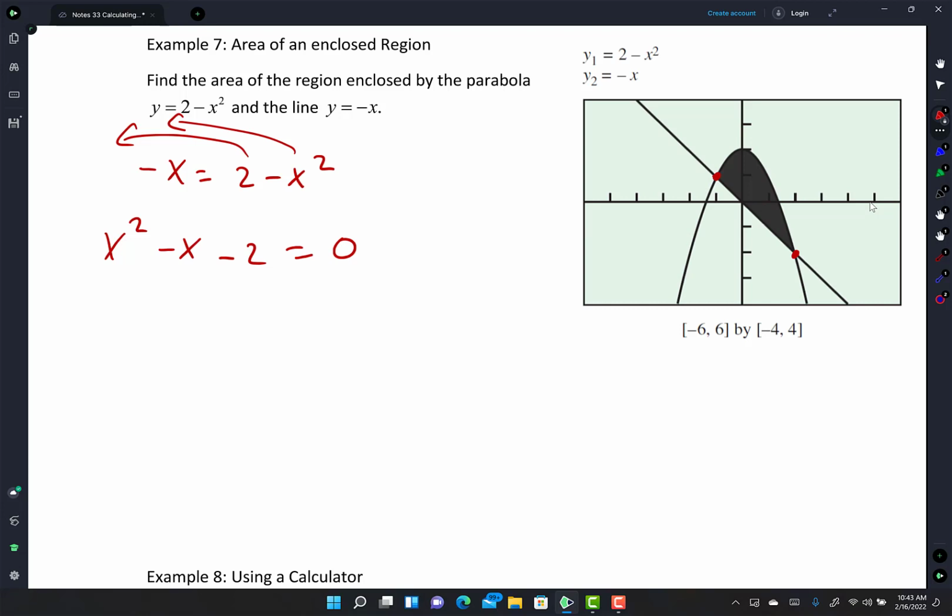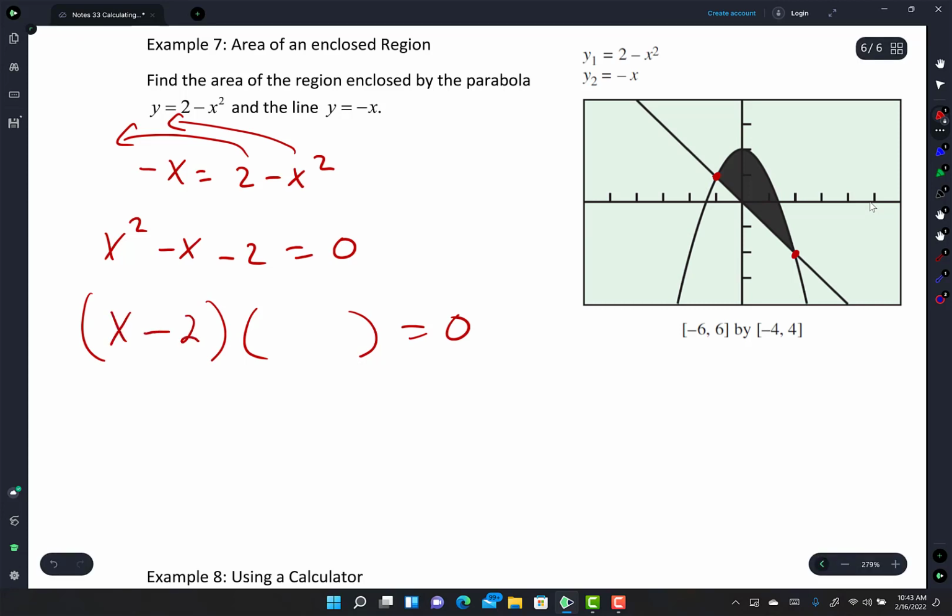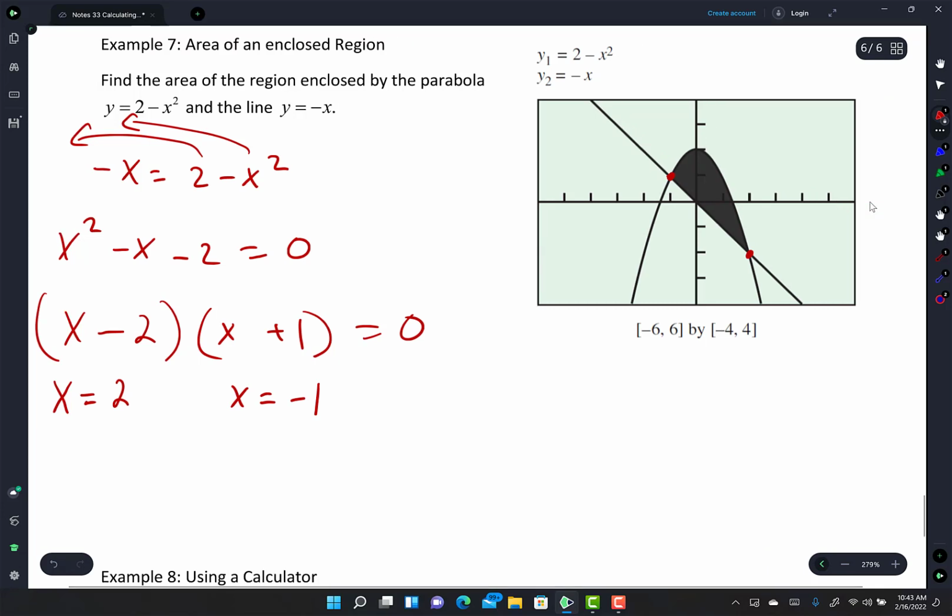And now, I'm just going to factor, guys. And this one's easy to factor. What two numbers, when you multiply, give you negative 2, but when you add, give you negative 1? Negative 2 and 1. So that means that my intercepts are at x equals 2 and x equals negative 1. So put there for good notes that this value here is x equals negative 1, and this value here is x equals 2. Are we still okay? All right.